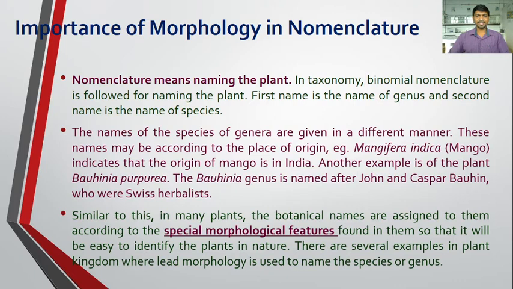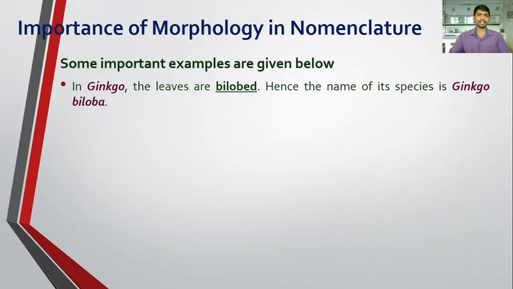The morphological characters or features have been used for assigning botanical names to the plant. There are several examples in the plant kingdom where the morphology has been used for naming the plant, or in nomenclature. Some important examples are discussed here. In Ginkgo, the leaves are bilobed. Hence the name of the species is Ginkgo biloba, because the leaves are bilobed. So the species name is biloba.